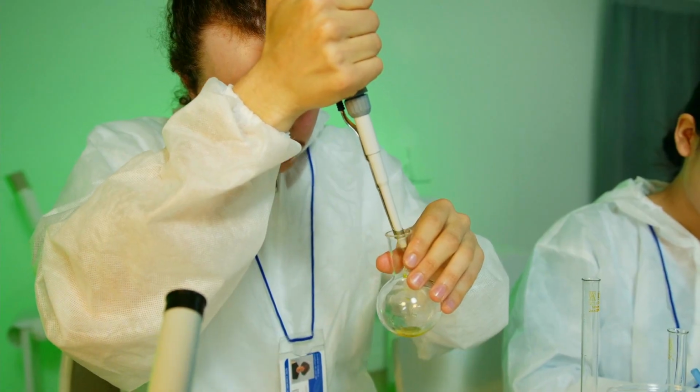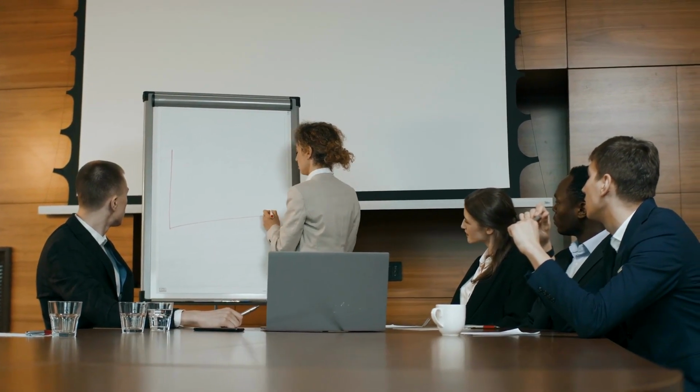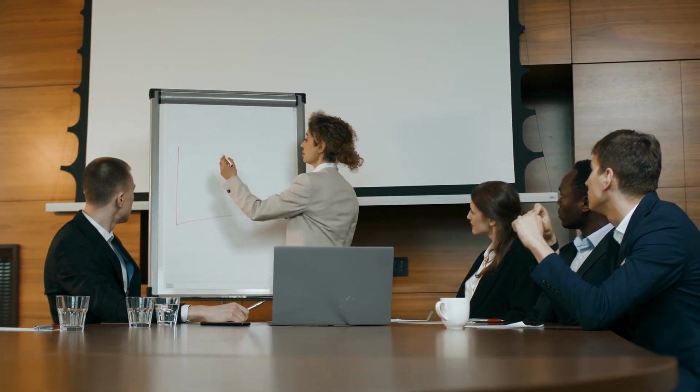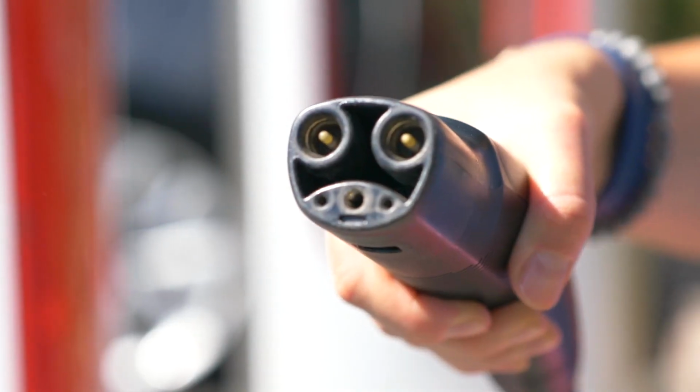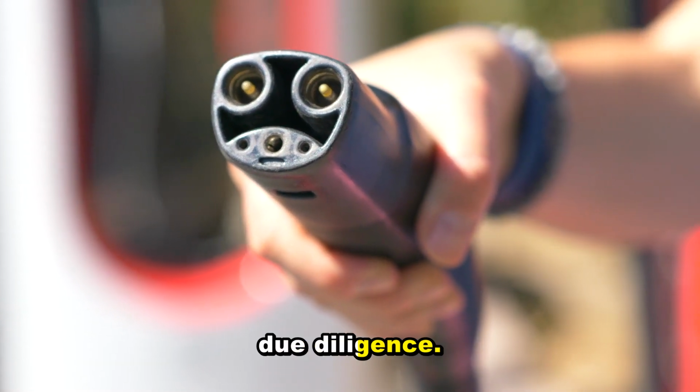Seventh, use behavioral checks. Investors are biased. Loss aversion, overconfidence, and herd behavior distort decisions. Create rules to counter them. Predefine position sizes, stop-loss frameworks, rebalancing rules, and checklist-based due diligence.